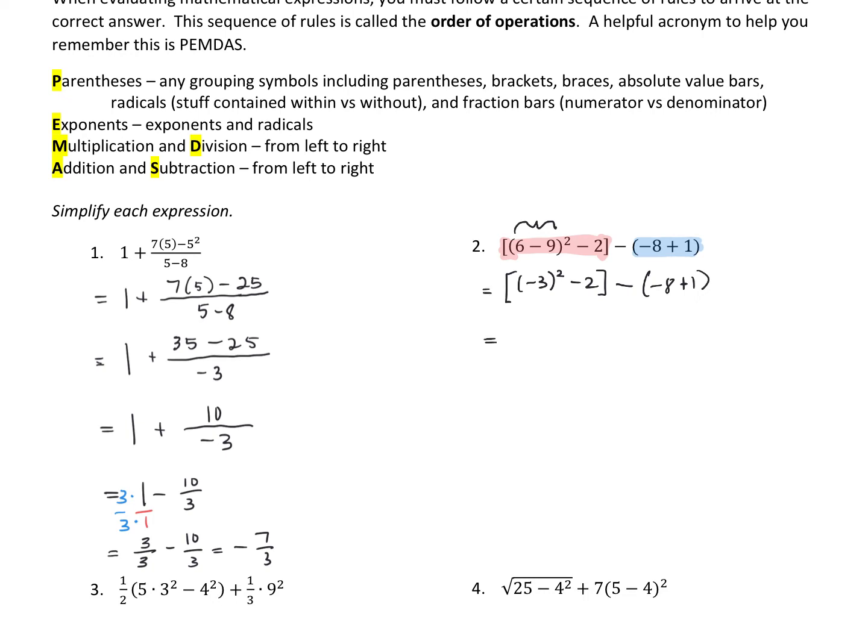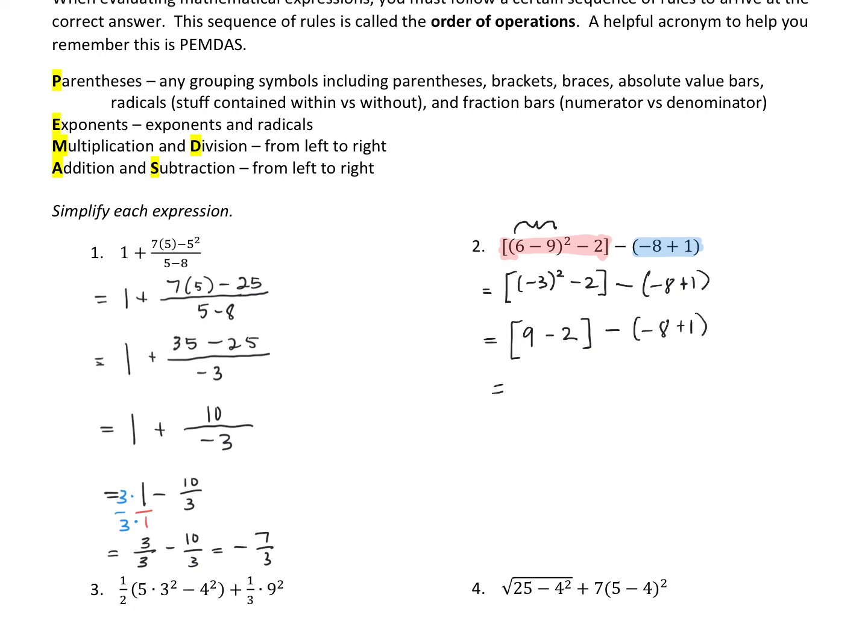Okay, so now negative 3 squared. Notice the negative 3 is in parentheses. This means that in this case, the whole negative 3 is raised to the second power. This is negative 3 times negative 3, unlike the previous one where there were no parentheses around the negative 5, right? It was just a 5. So negative 3 times negative 3 is a positive 9. Okay, minus negative 8 plus 1.